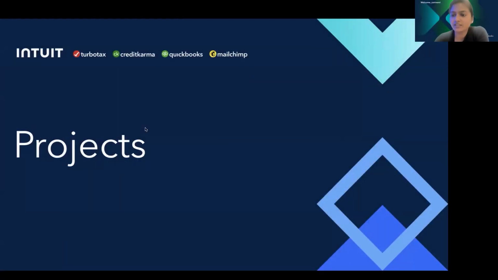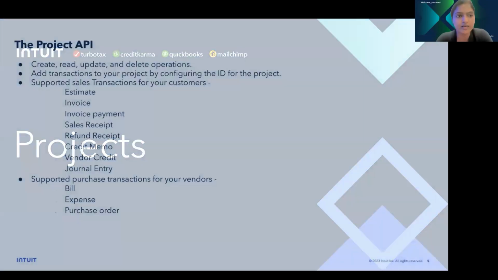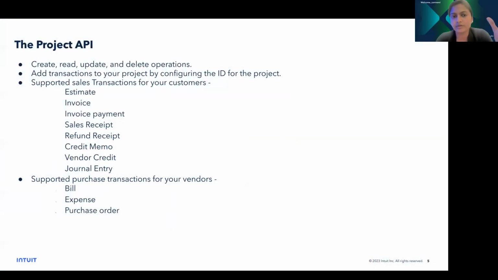So let's start with the APIs and we'll deep dive into what are the types of APIs and how you specifically should be using them. So first, the projects API. What this API would help you do is create, read, update and delete operations all by the GraphQL APIs. And then the projects that you create or you update, you can attach them to the transactions that you do right now by the REST APIs.